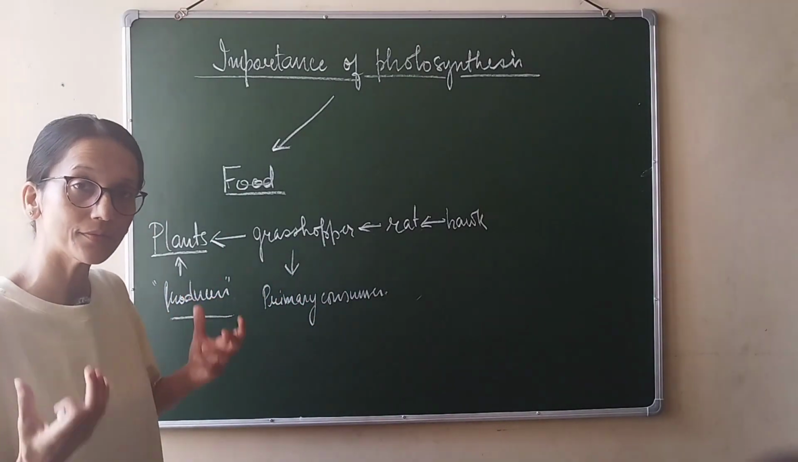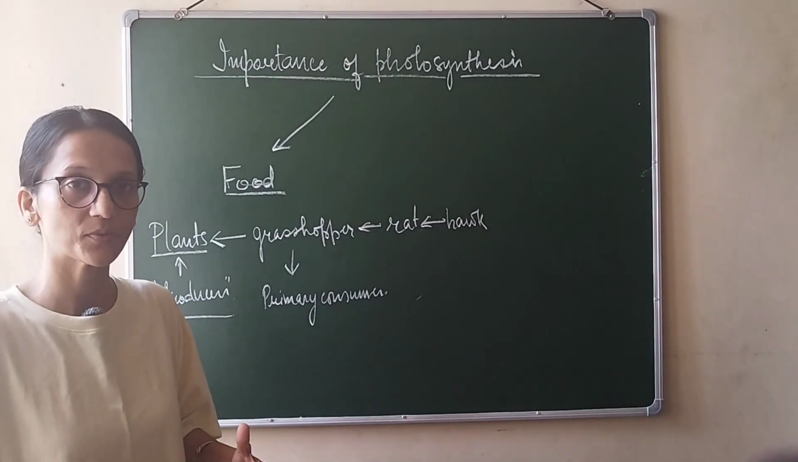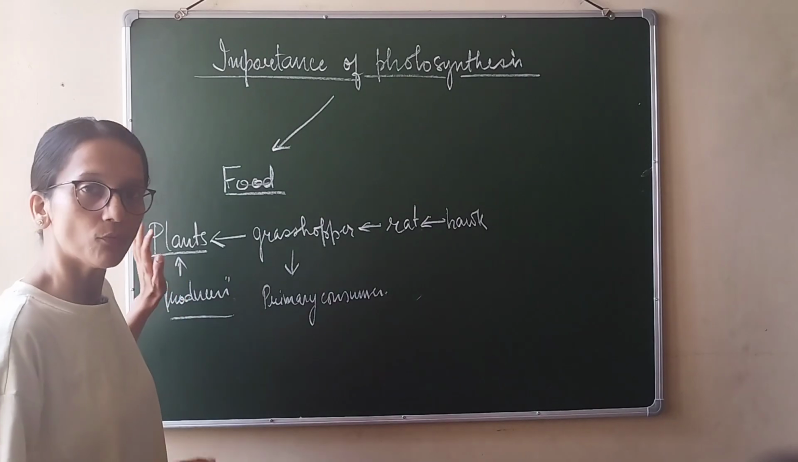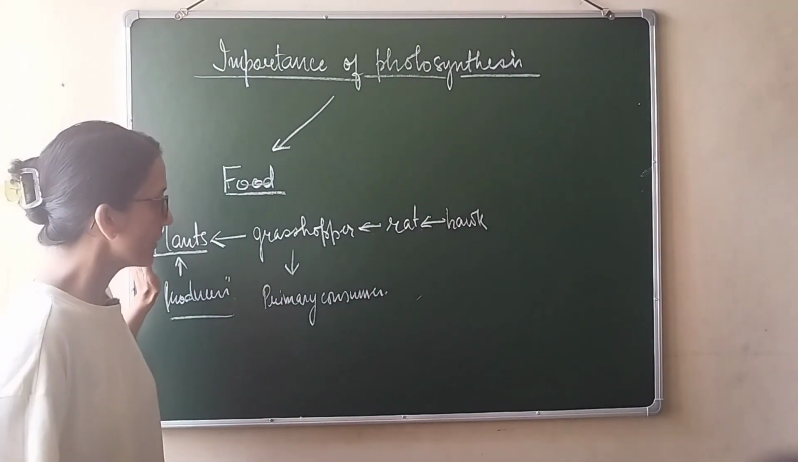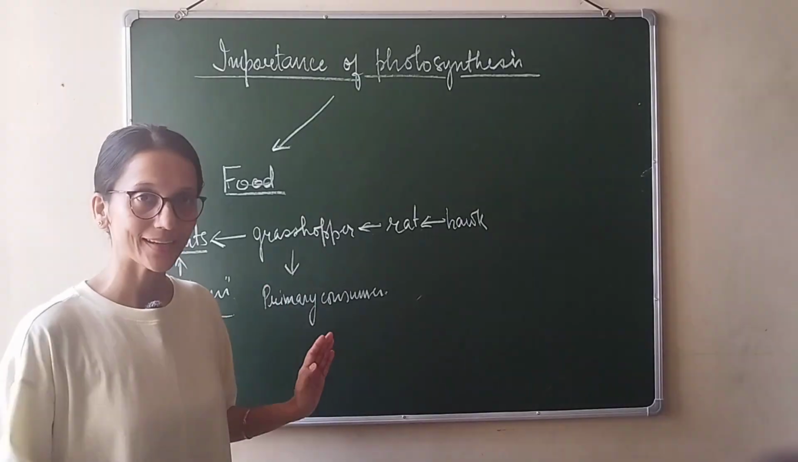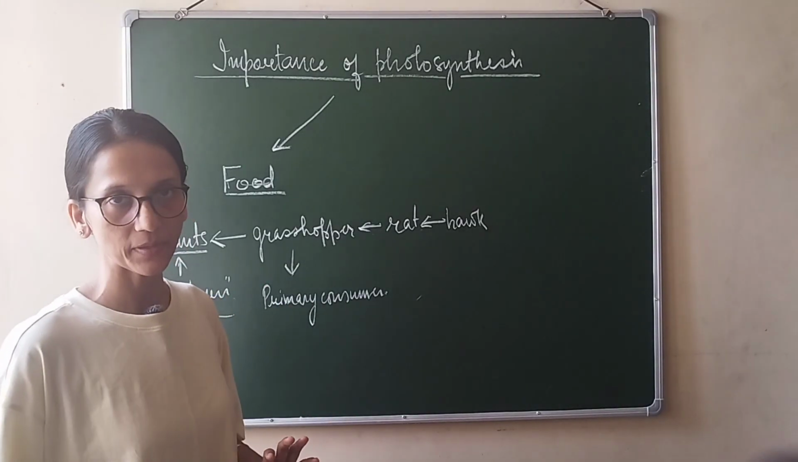The one who can convert inorganic substance into organic substance and make food for itself as well as for others, वो हो गए producers. वो सिर्फ plants हो सकते हैं और rest जितने भी organism हैं वो consumers हो जा रहे हैं because we are directly or indirectly dependent upon the plants.